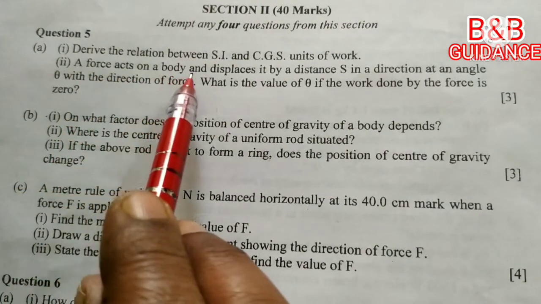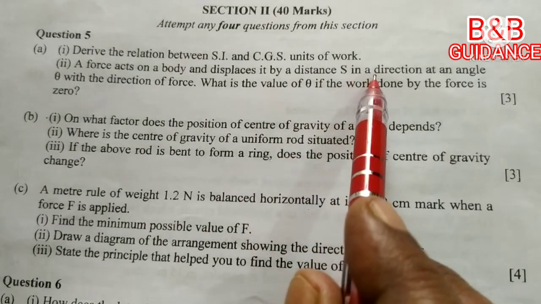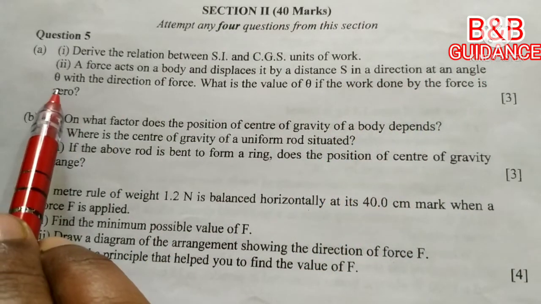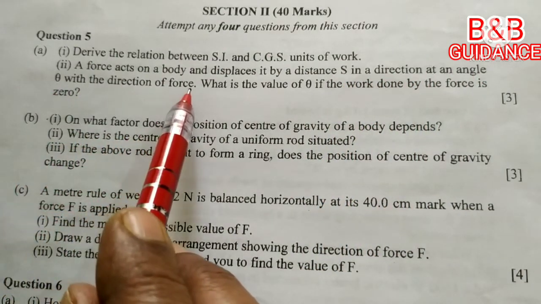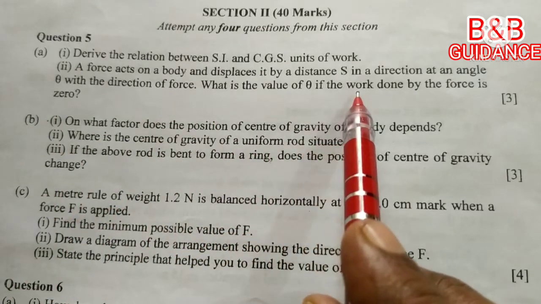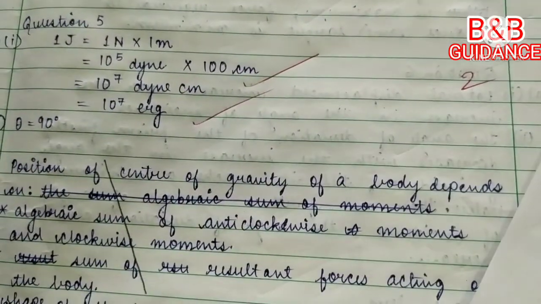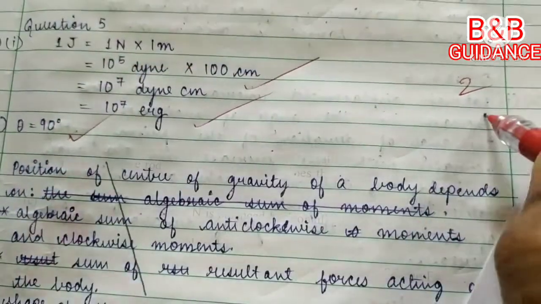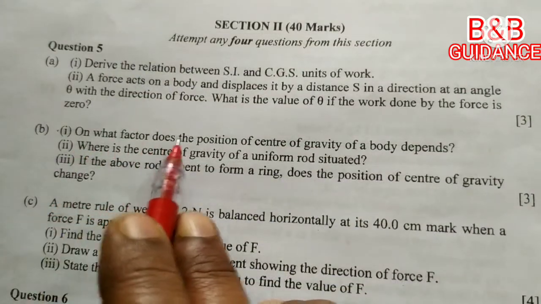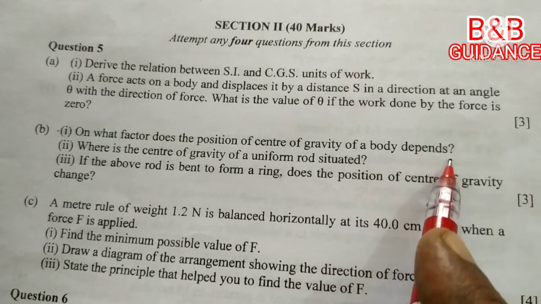A force acts on a body and displaces it by a distance s in a direction at an angle theta with the direction of force. What is the value of theta if the work done by the force is 0? Okay, here is the answer. That is 1 mark.